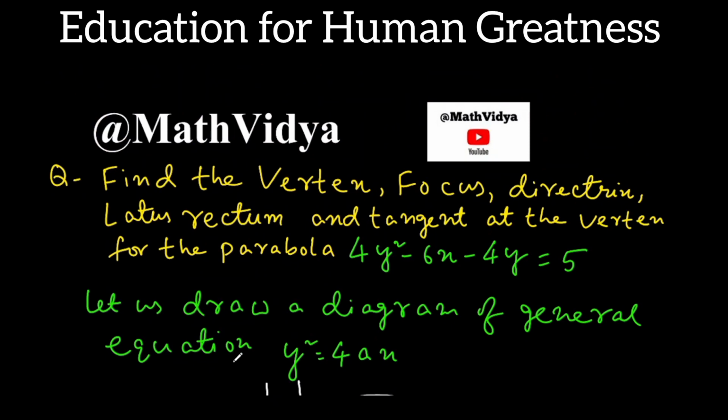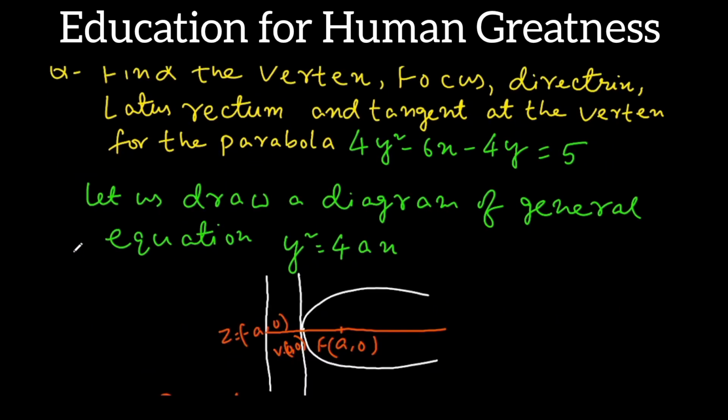According to the question, find the vertex, focus, directrix, latus rectum and tangent at the vertex for the parabola 4y² − 6x − 4y = 5. Let us draw a diagram of the general equation y² = 4x.